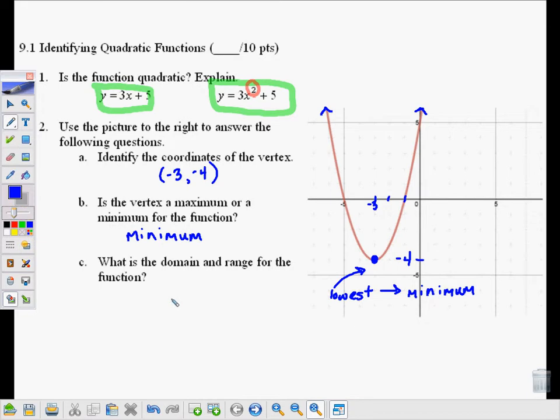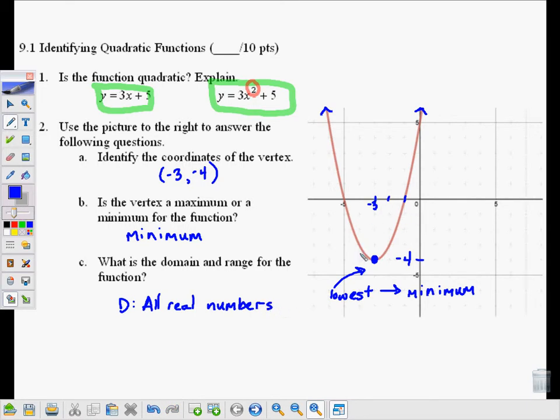And the last part is, what is the domain and range for the function? Well, the domain has to do with which x values show up on the graph. Now, for all of our quadratic functions in this class, we will not have any restrictions on the domain. The domain is going to be all real numbers. All right? And what that means is that I can put in any value for x that I want, and there will be a y that goes along with it.